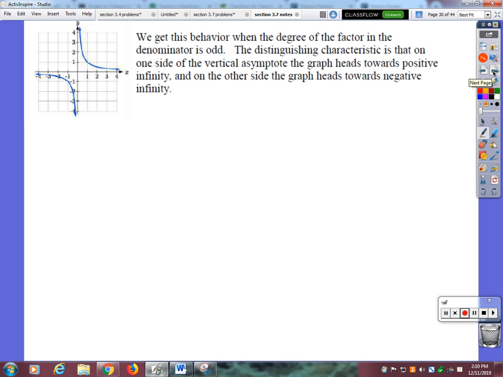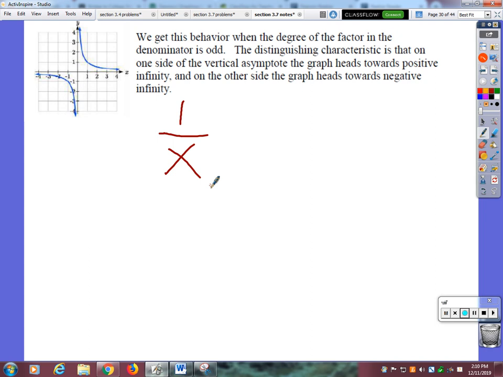All right? So a couple things that you have to understand first. There are two basic behaviors that are going on when we're doing rational functions. This is one of them. What is the equation that would produce something that looks like this? 1 over x. Very good. And so what that means is we are going to just extrapolate from that any time the degree of the denominator is odd, you're going to get something that looks like this.